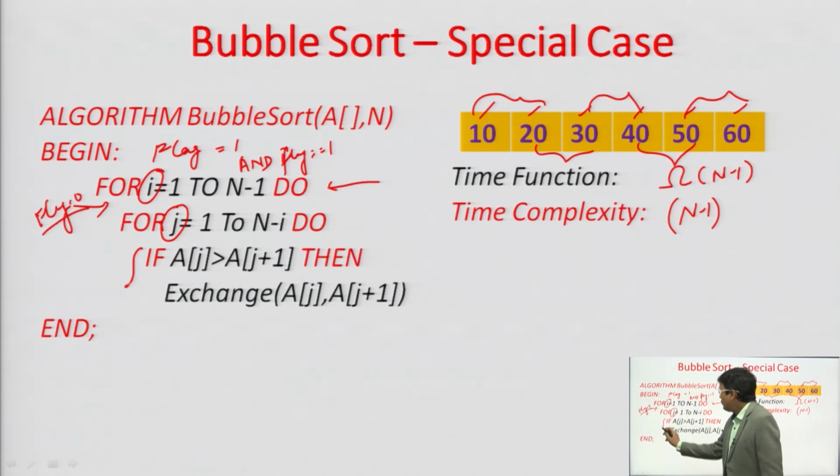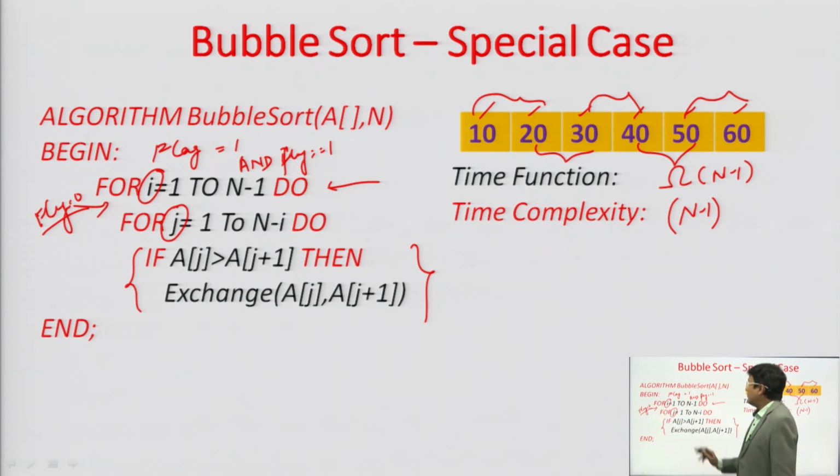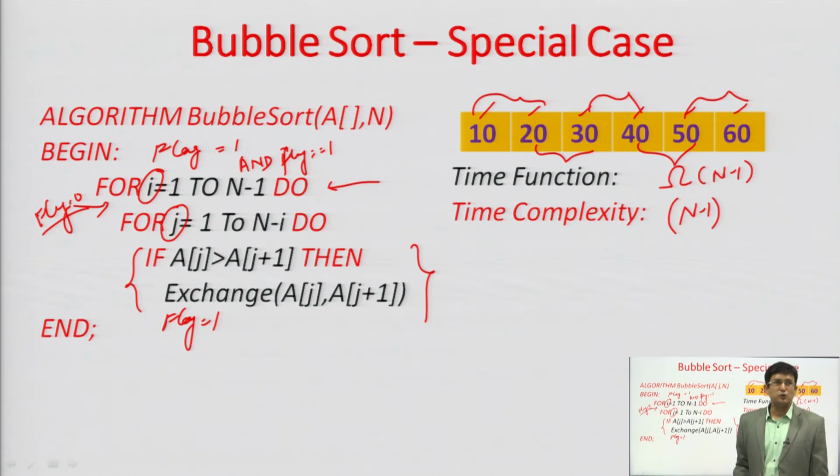In case we do not enter the exchange, the flag will remain 0 and the outer loop next time will not be performed. So, after the exchange, set this flag to 1, saying that one exchange has taken place. In case no exchange took place, the flag will remain 0 and we will not be performing the next iteration, and we will stop the operation there itself.